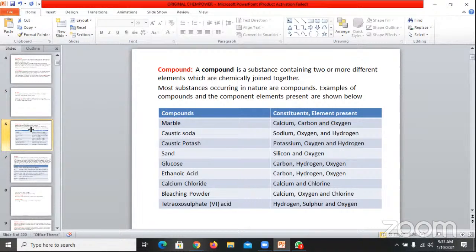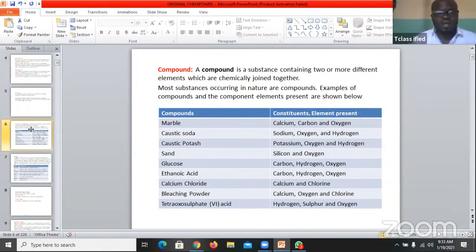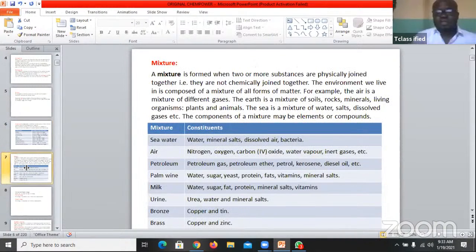Ethanoic acid, very important in alcohols, is made up of carbon, hydrogen, and oxygen. Calcium chloride is made up of calcium and chlorine. Bleaching powder is made up of calcium, oxygen, and chlorine. And tetraoxosulfate VI acid, the very popular acid that we all know about, is made up of hydrogen, sulfur, and oxygen. Okay. Then mixtures are formed by physically joining substances together.